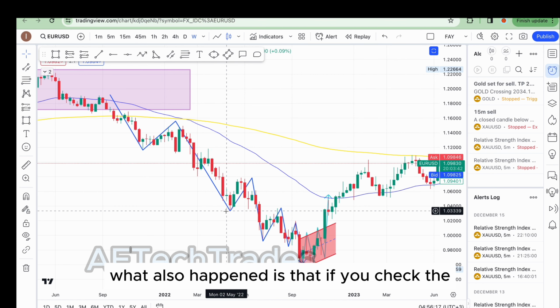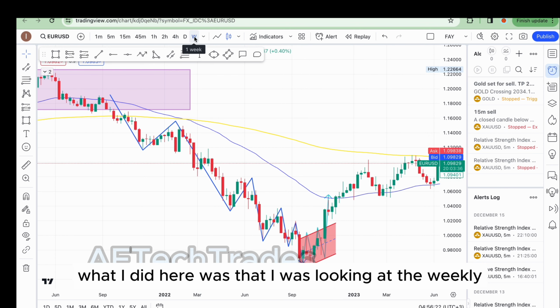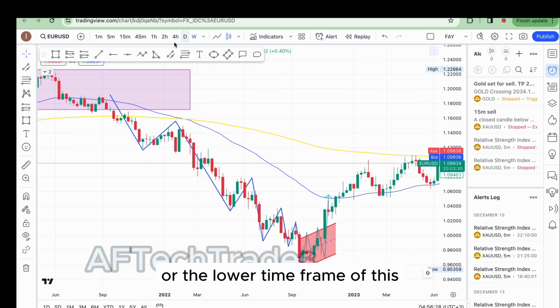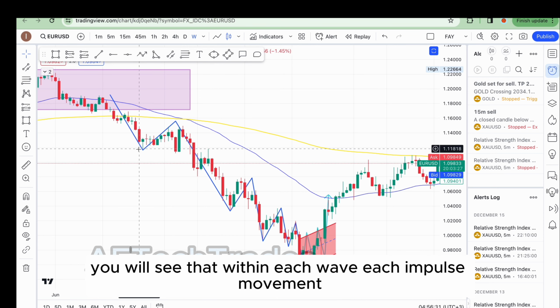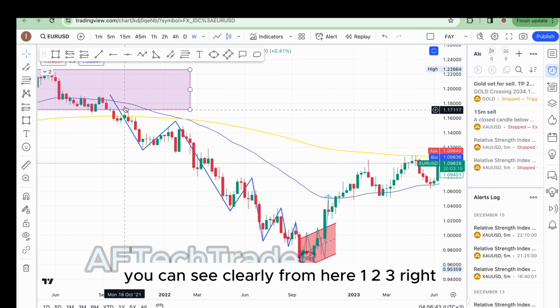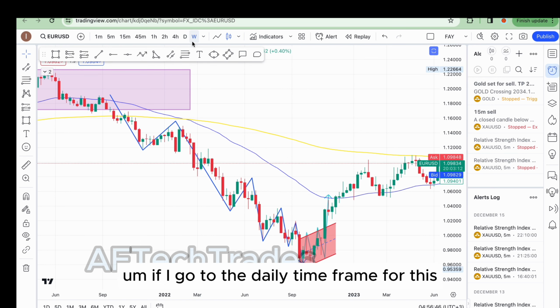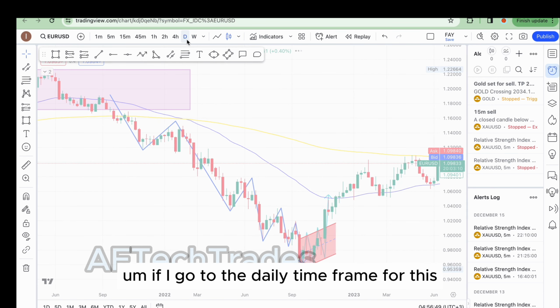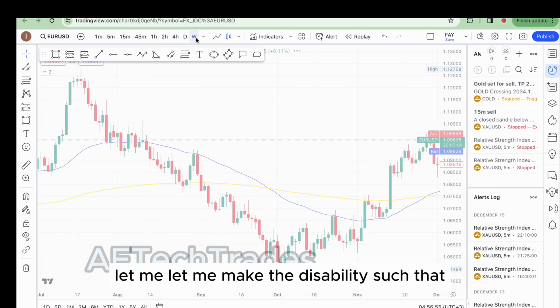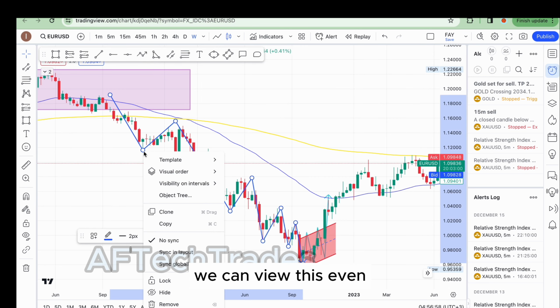What also happened is that, if you check, what I did here was that I was looking at the weekly time frame. If I step down to the daily time frame or a lower time frame of this, you will see that within each wave, each impulse movement, there is also a series of Elliott waves in between them. You can see clearly from here 1, 2, 3, right? If I go to the daily time frame for this, let's go back here. Let me adjust the visibility so that we can view this.